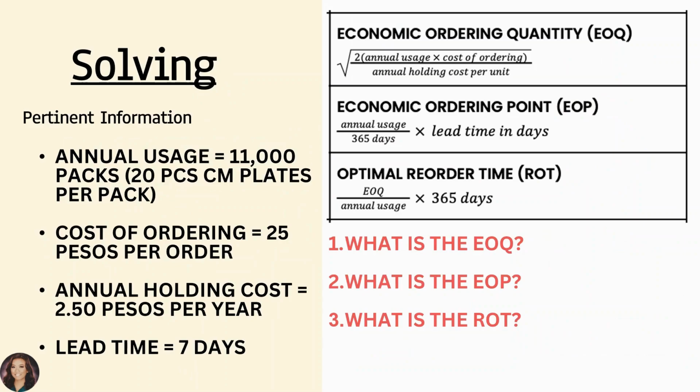Okay. Let's try solving using this given information. Ito yung guide nyo, same formula as earlier. So, una, ito yung given. Given annual usage, 11,000 packs. We have the cost of ordering, which is 25 pesos per order. We have the annual holding cost, which is 2.5 pesos per year. And the lead time is 7 days. So, can you try computing the EOQ, ROP, and ROT using these formulas?